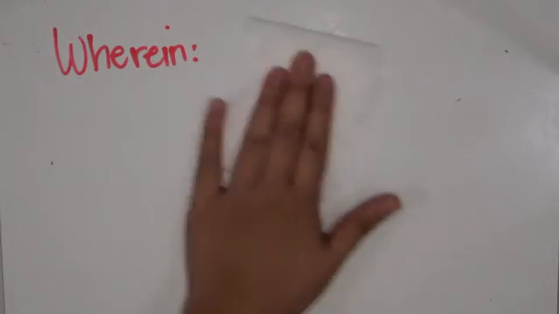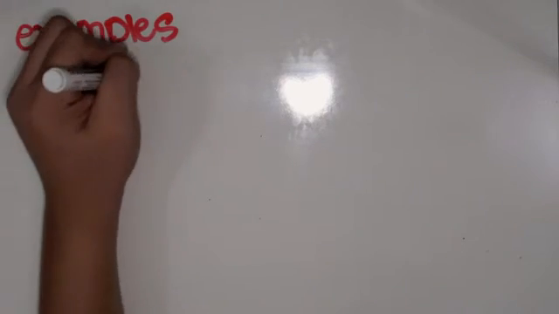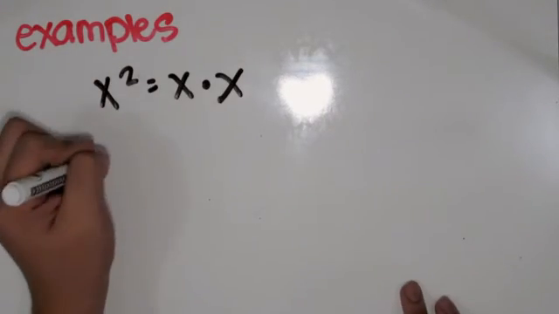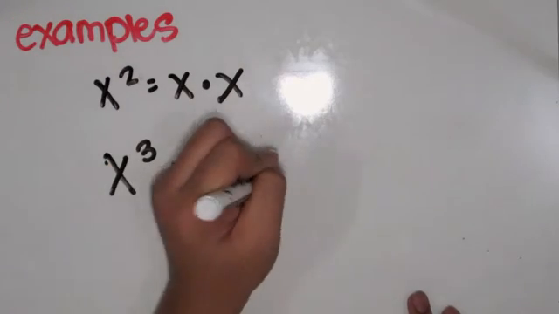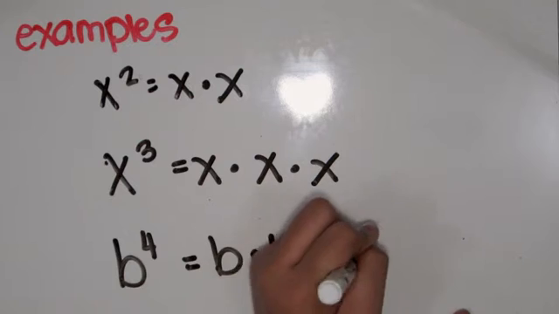Let's give an example. x squared equals x times x. x raised to 3 is x times x times x. b raised to 4 is b times b times b times b.